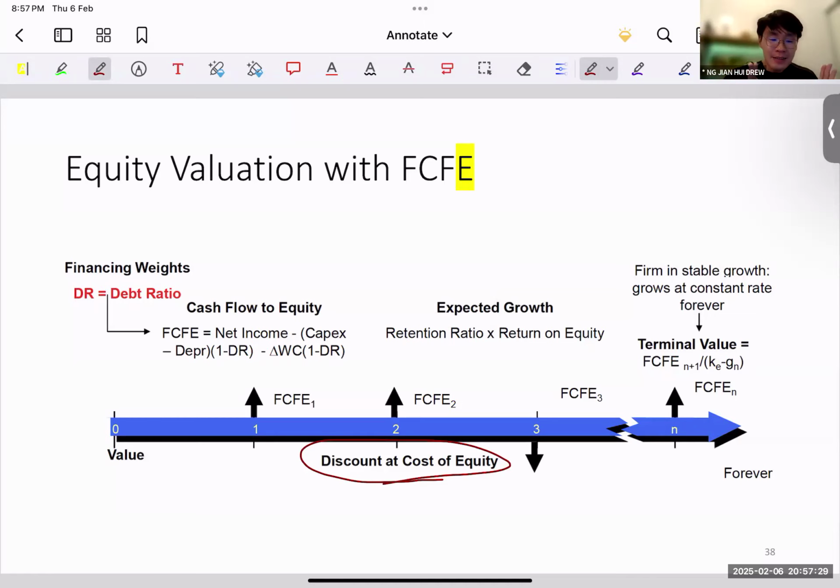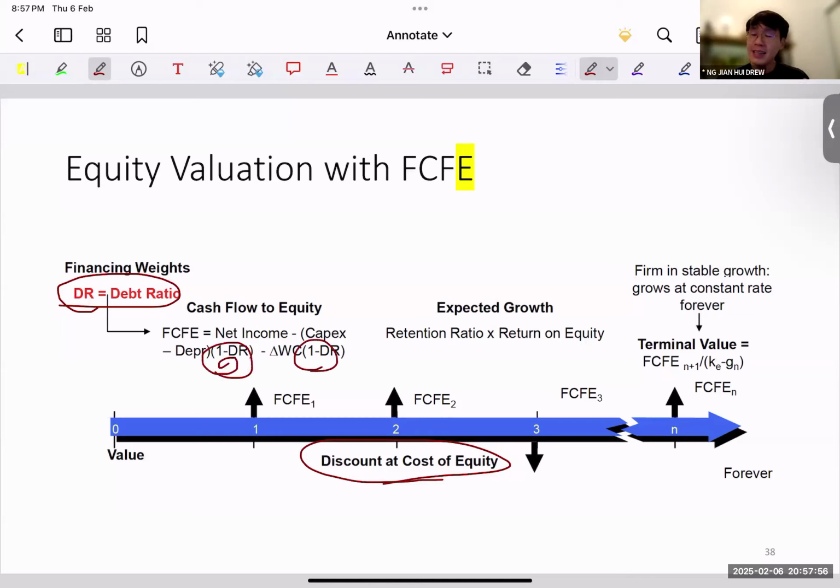Now, having only been at equity level, we now have to consider the debt ratio. And what's this debt ratio? How come this debt ratio comes in? Because we are not so interested in the component of the cash flow that relates to the debt holders, right? Because we are only at equity holder level. So that's why we have to do some adjustment to this debt ratio thing, right?